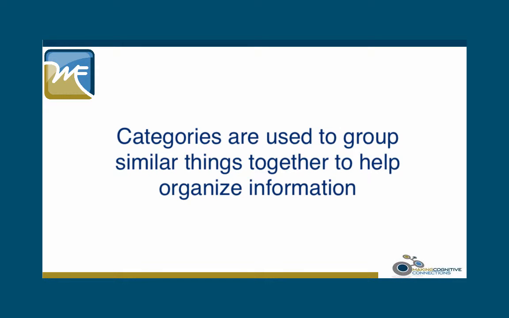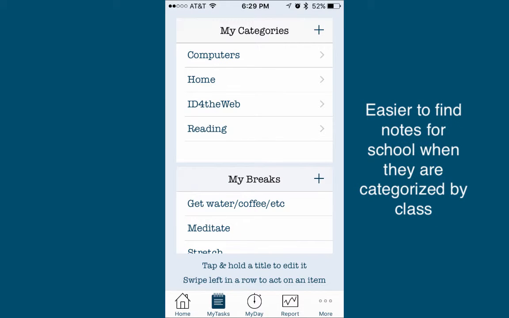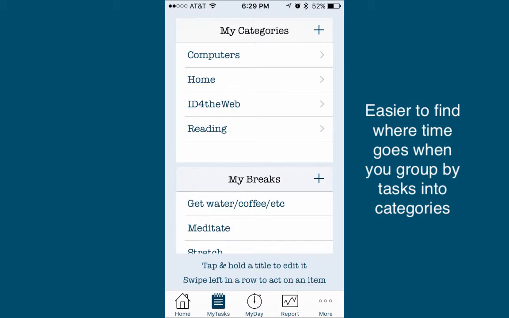Categories are used to group similar things together in order to help organize information. In that way, they actually help to provide a system or a structure for learning and memory. For instance, it's easier to find specific notes for school when your notes are categorized by class, or to find where your time goes when you group tasks into categories.